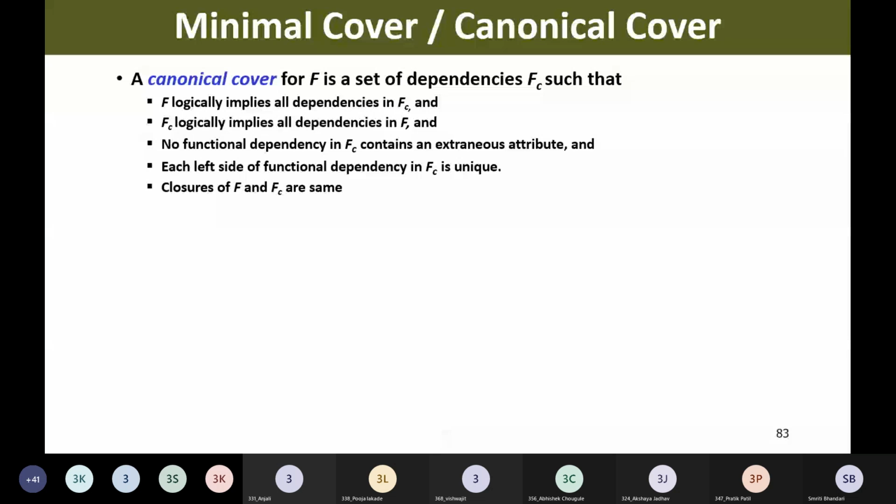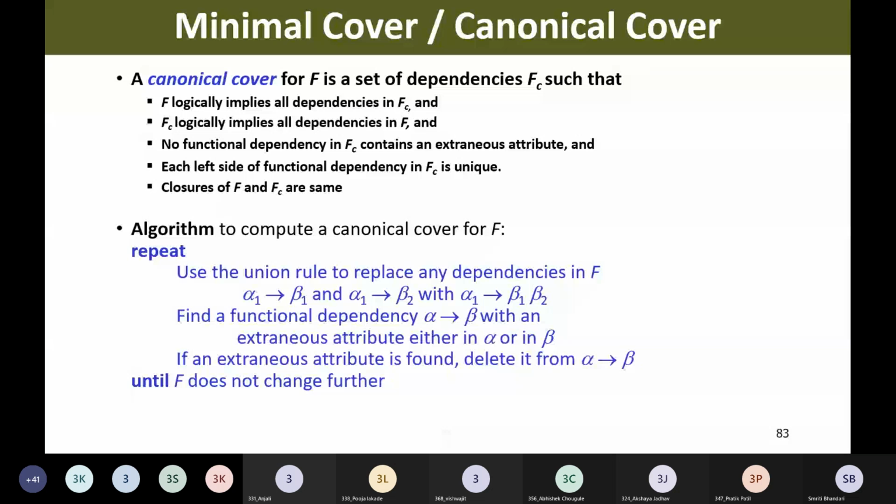In the next class, we are going to discuss a formal algorithm for canonical cover, and we'll try to solve a few problems for computation of canonical covers given a set F. I hope you must have understood. If not, please once again go through the contents.